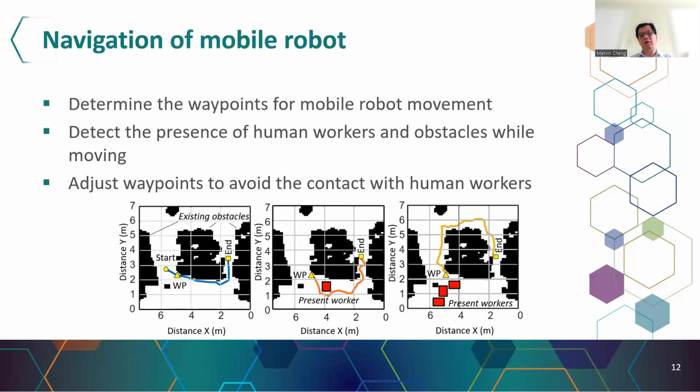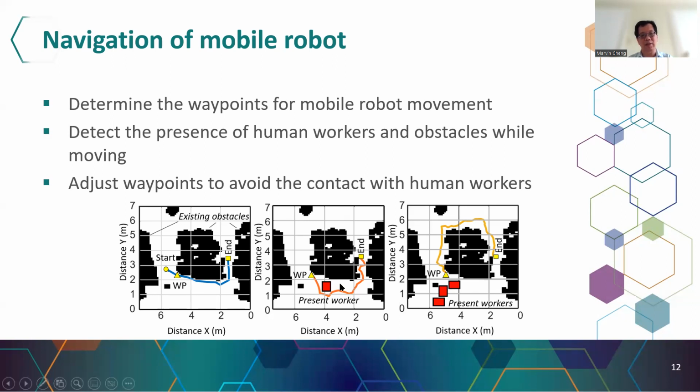Another thing we need to do is for the mobile robots. For the mobile robots, the robot is specified to move from a start point to an end point, but because the human worker can be moving around in the workspace, it needs to have several waypoints to detect whether a human worker is present in the workspace or not. In this case, before it reaches its end position, we set a waypoint over here to verify whether the moving trajectory needs to be updated or not.